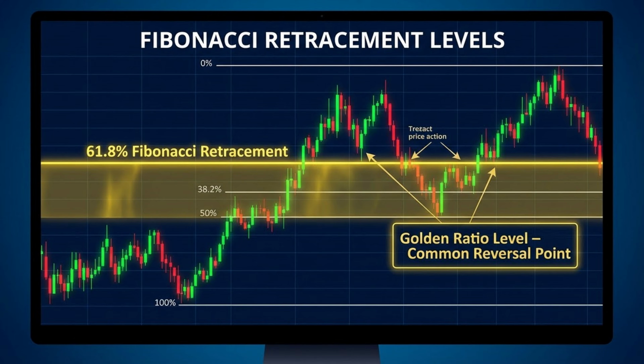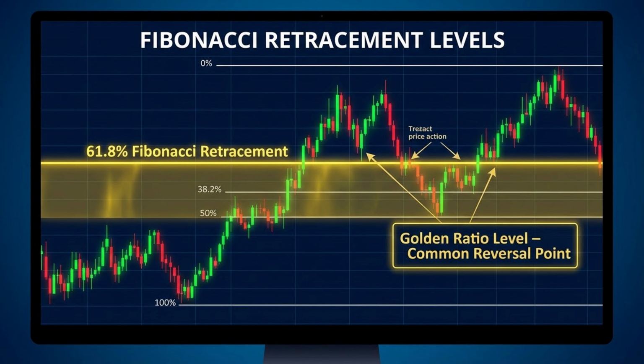The 38.2% and 50% levels can also act as support or resistance, but the 61.8% level is the one traders watch most closely. In the chart, the price falls into the golden zone, shows hesitation, and then begins to move back upward. This type of behavior is called a reversal.